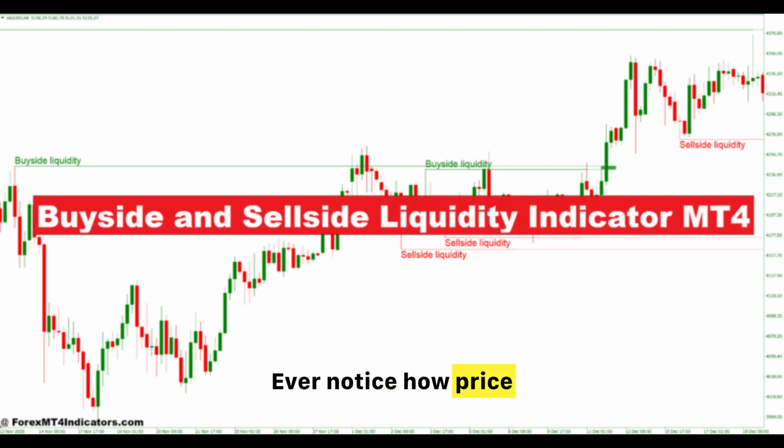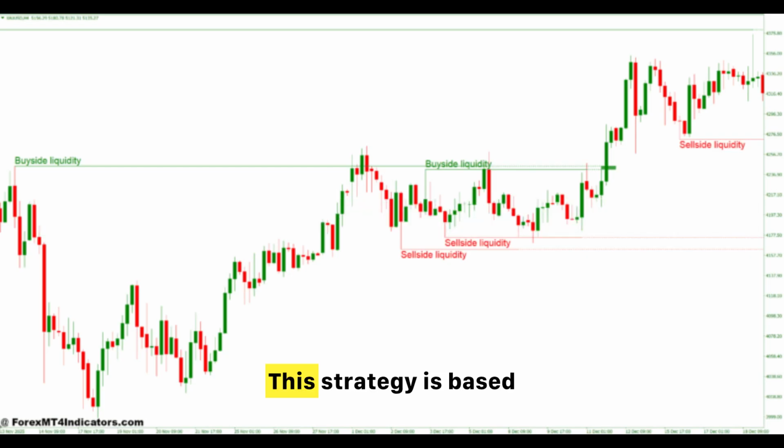Ever notice how price suddenly spikes, takes out stop losses, then reverses hard? That's liquidity hunting, and the Buyside and Sellside Liquidity Indicator, MT4, helps you spot it before the big move happens. This strategy is based on smart money concepts and liquidity zones.